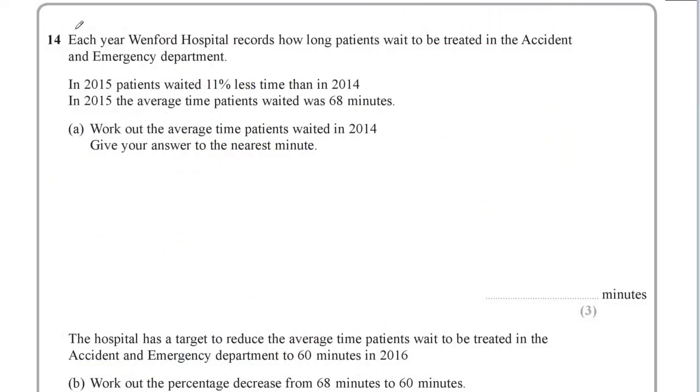Question 14. Each year, Winford Hospital records how long patients wait to be treated in the accident and emergency department. In 2015, patients waited 11% less time than in 2014. In 2015, the average time patients waited was 68 minutes. And our question is, work out the average time patients waited in 2014. Give your answer to the nearest minute.